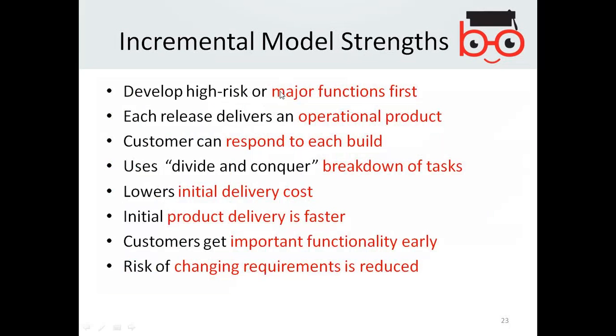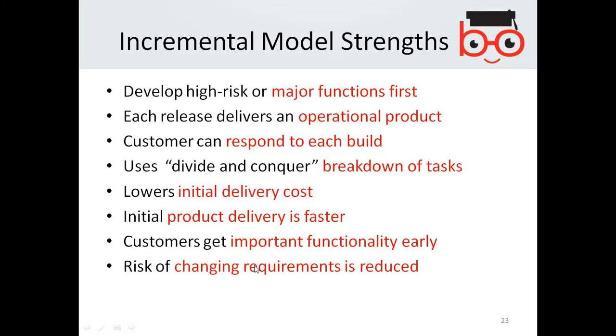Strengths: develop high-risk or major functionality first. Each release delivers an operational product. Customers can respond to each build. Uses divide and conquer breakdown of tasks. Lowers initial delivery cost. Initial product delivery is faster. Customer gets important functionality earlier.